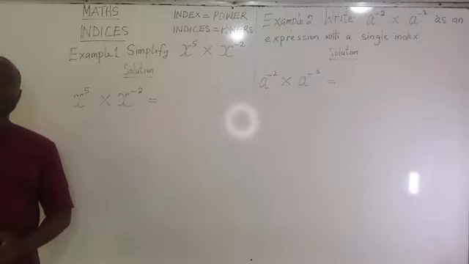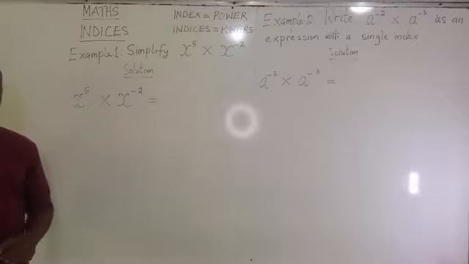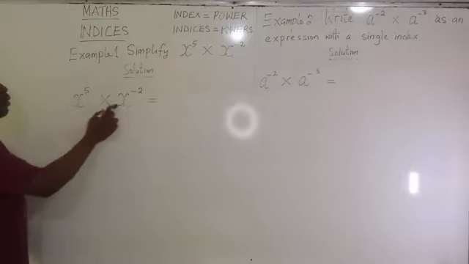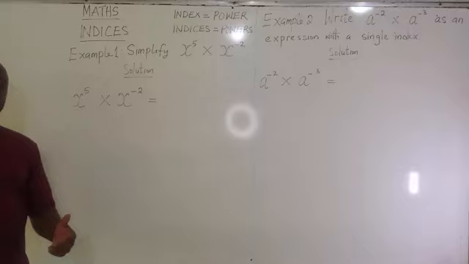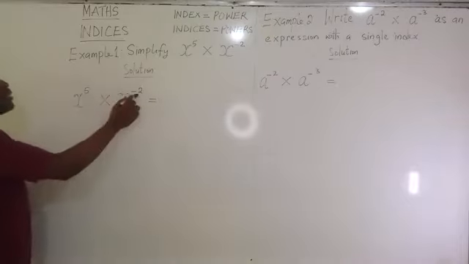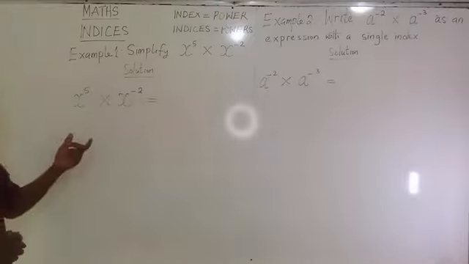What does the first law of indices say? This first law of indices in mathematics says that when you are multiplying two numbers or two expressions that have the same base, their bases are equal, what should you do? Take only one base, add the powers. Add the powers. And so let's start.